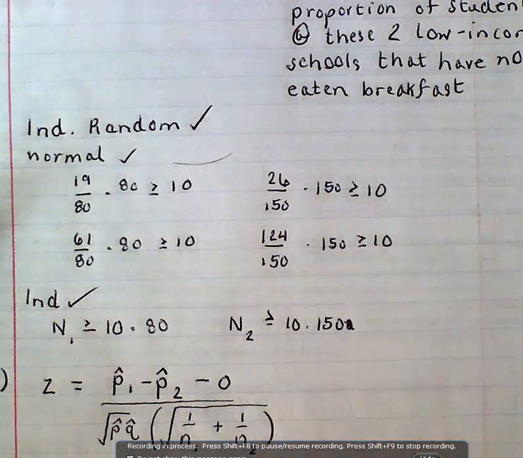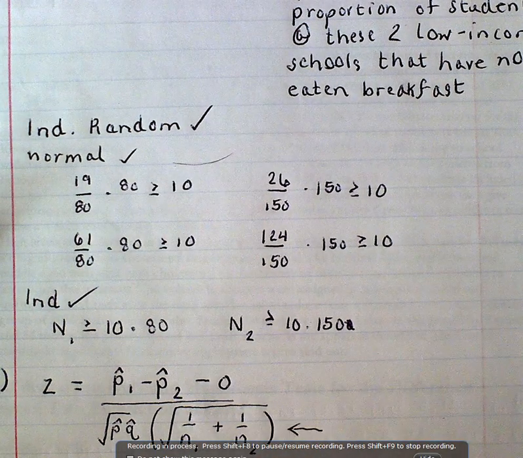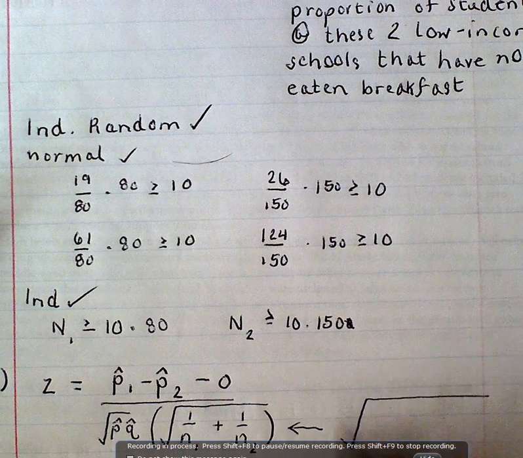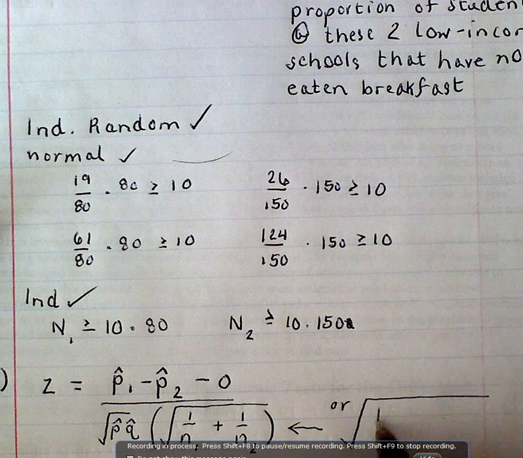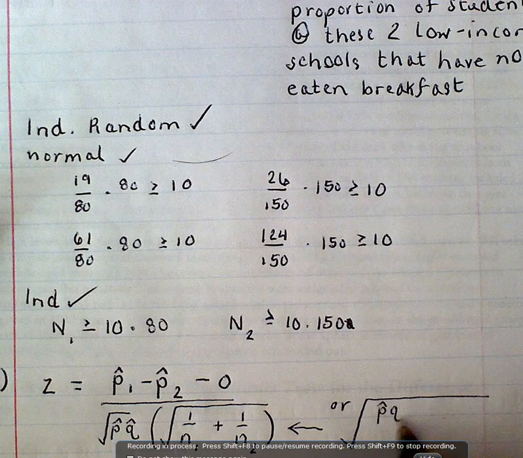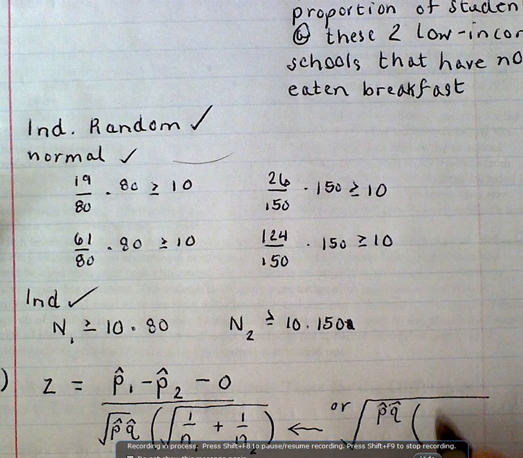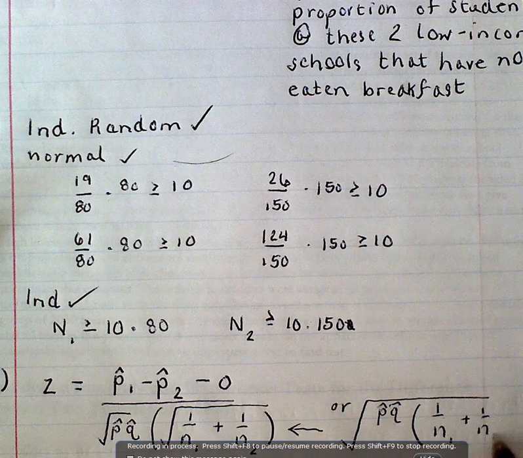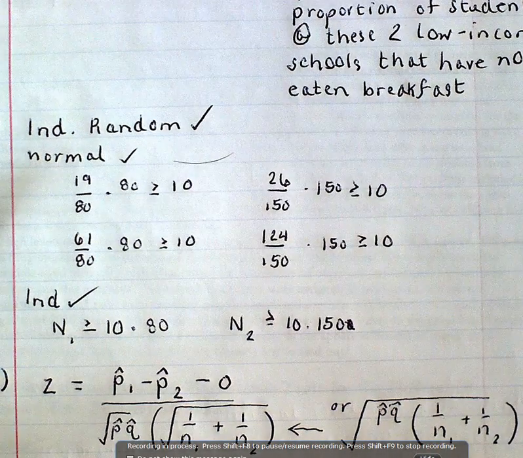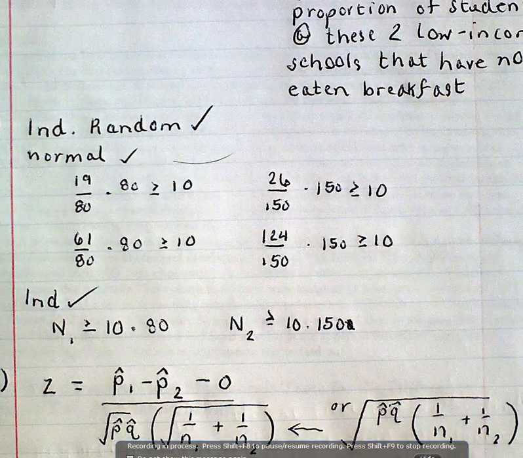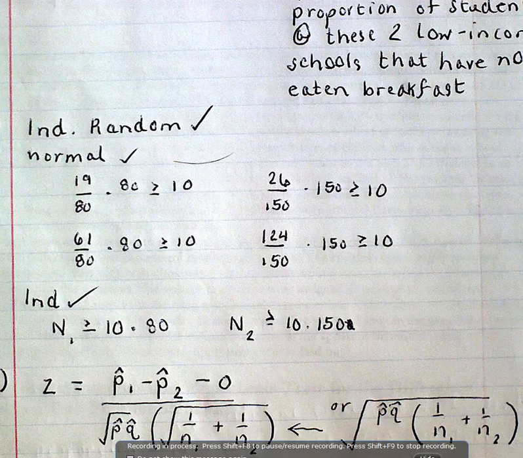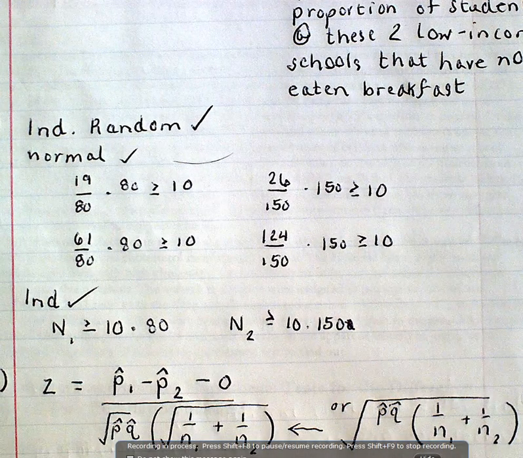Now the other way that the standard deviation can be written is you can just put them all under one radical. You can just say p-hat q-hat times 1 over n1 plus 1 over n2, and then square root that answer. And again, we'll explain why, because that's a rather lengthy discussion as to why we pool with hypothesis tests. Okay?